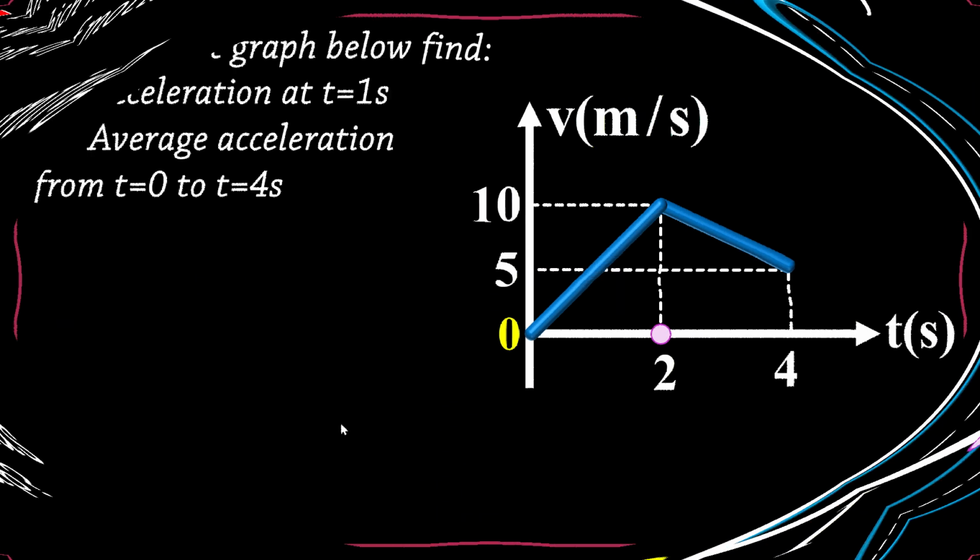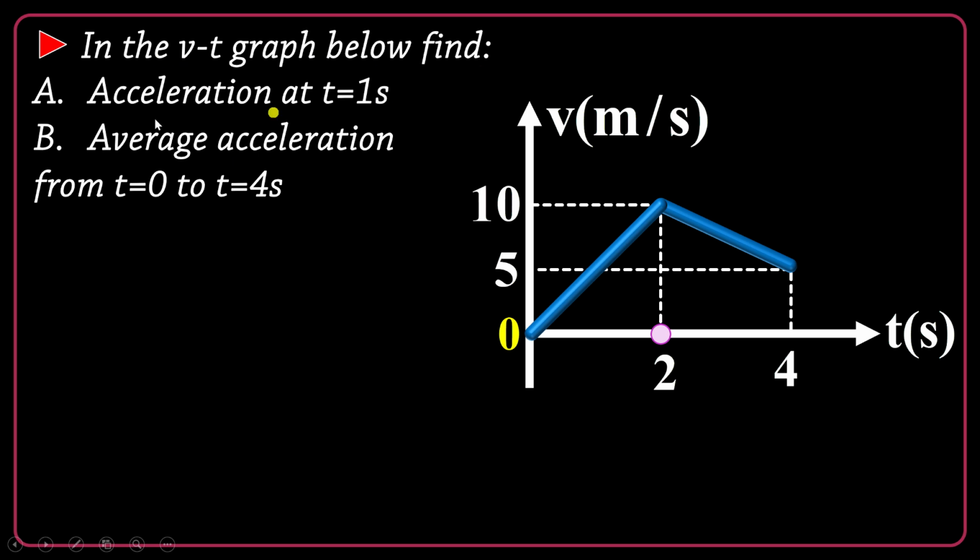Okay, that's it. In the v-t graph below, find part A, acceleration at t equals 1, and B, average acceleration from 0 to 4. You see that the v-t graph starts from 0 and it's linear to t equals 2. Then it has a different slope. So acceleration is different here. I see two different accelerations. Let's say it's acceleration 1 from 0 to 2 and then acceleration 2 from 2 to 4.